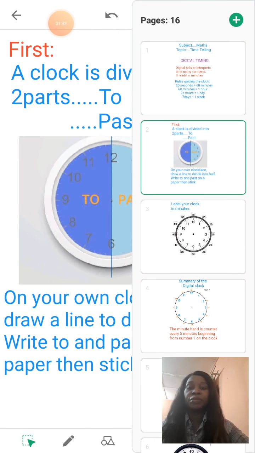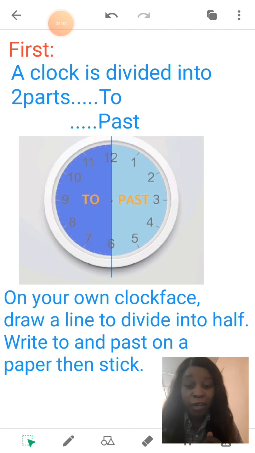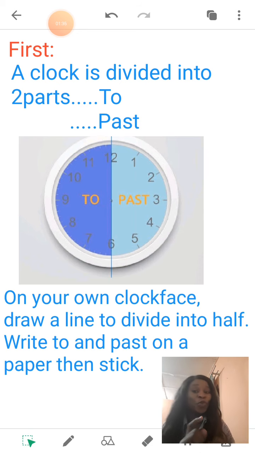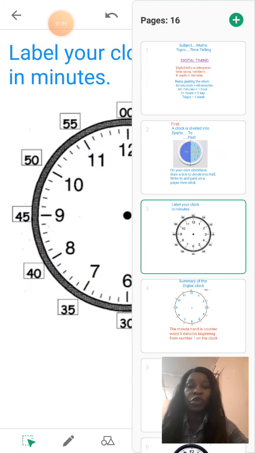Next slide. I also talked about dividing your clock, especially your clock face, into 2. That's dividing into equal halves, where you have between 12 to 6, 12, 1, 2, 3, 4, 5, 6 as past, and 7, 8, 9, 10, 11 as to. So now we've done that, let's look at the rules for digital clock.